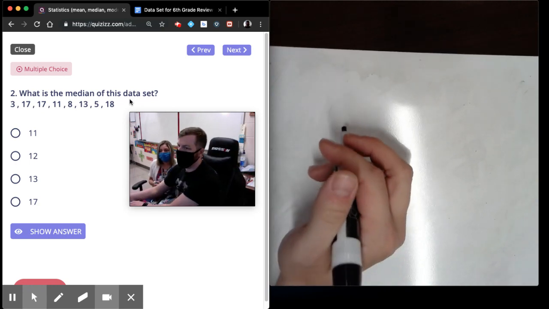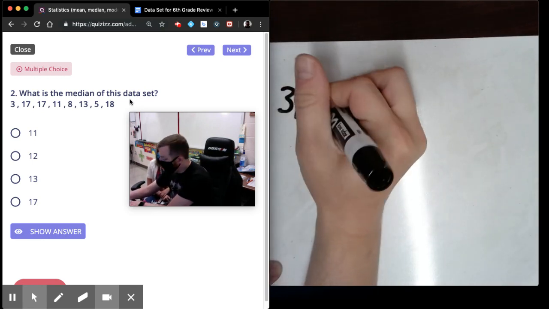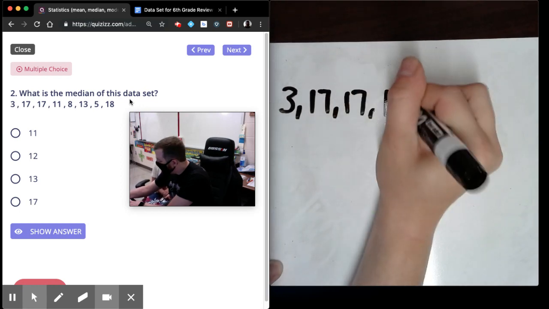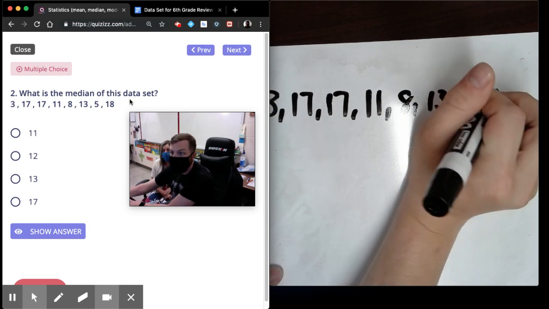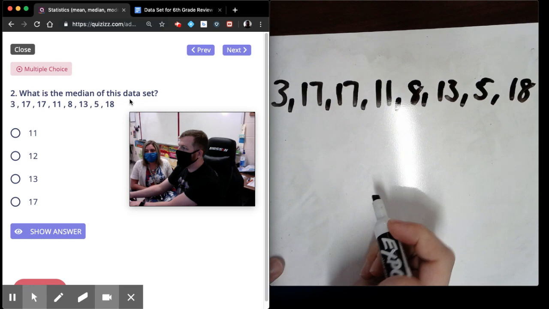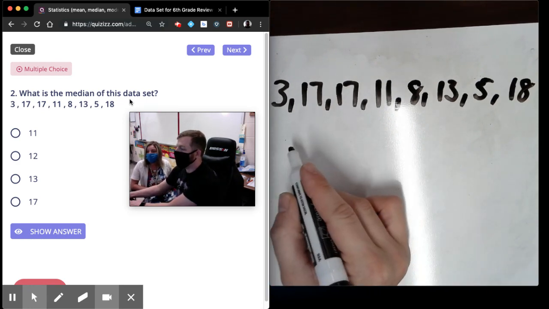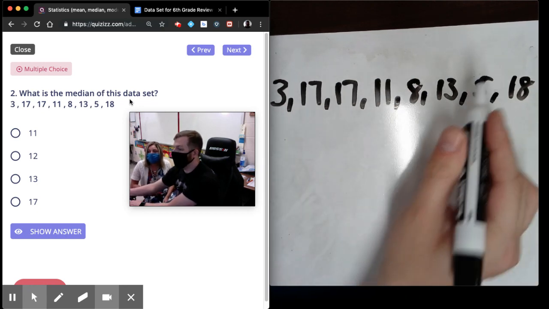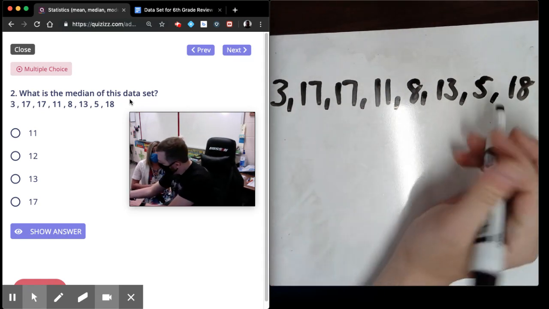Here's what I'm going to do. I'm going to write down the numbers as they are. So you have 3, 17, 17 again, 11, 8, 13, 5, and 18. I wrote down the list as it is so I know I have every number. Now I'm going to rewrite this below in order from smallest to biggest and cross out the ones I've used. That way I know that I have the same number of numbers. Or least to greatest. Exactly.